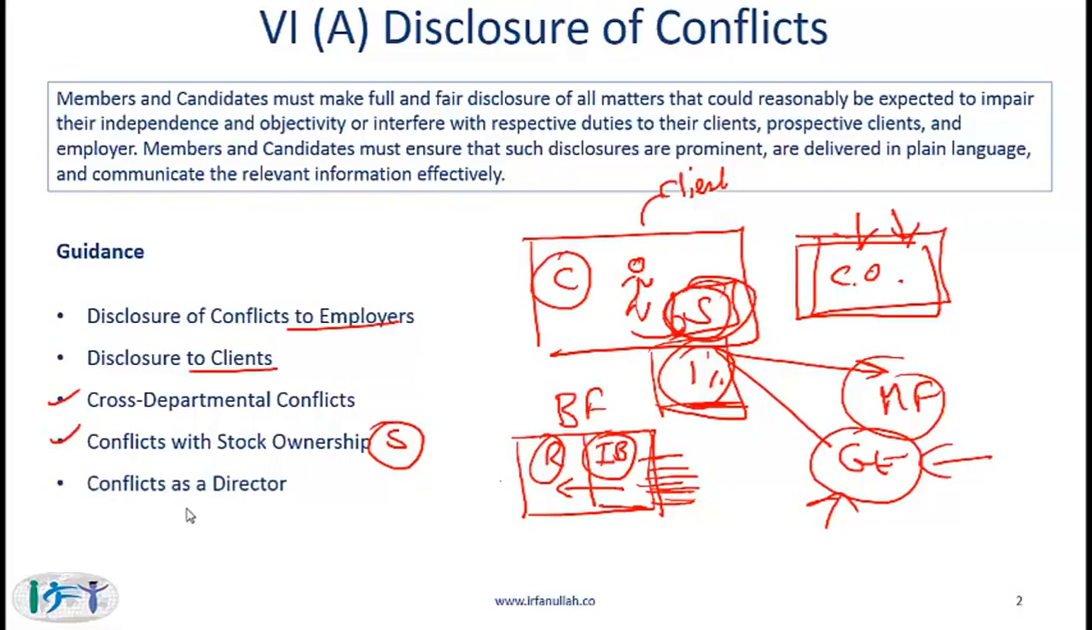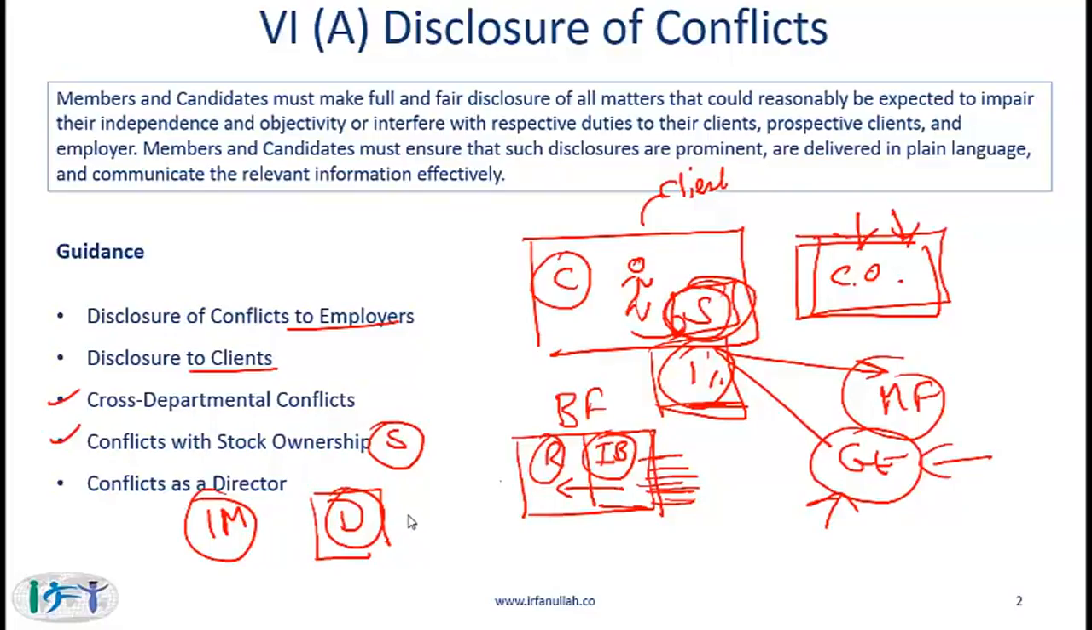Conflicts as a director. This is where you are working in the investment management industry, and let's say you are also the director of a given firm. In other words, you are on the board. As a director, there are three possible conflicts that might show up. We can refer to these as conflicts, or these are areas that might make it seem like there is a conflict.